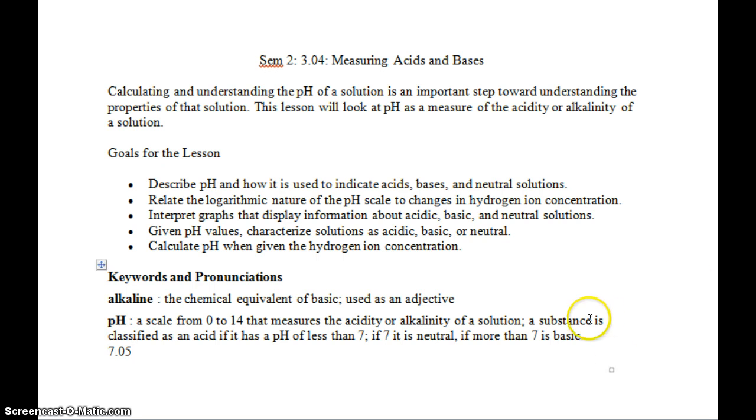Well, it's technically basic. Not very much, but it technically is because it's more than 7. So that's why we don't say that if it's 8 or higher, it's basic, because then that takes away 7.05, 7.5, 7.9. So that's why they use it as greater than or less than 7.